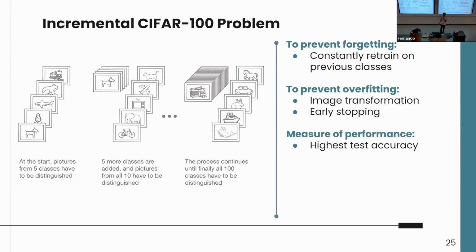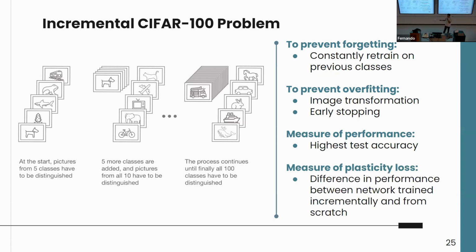For the measure of performance, I'm going to use the highest test accuracy on each set of classes. And to actually evaluate if a network is losing plasticity, I'm going to take the difference in performance between a network trained incrementally and a network trained from scratch on the same set of classes.